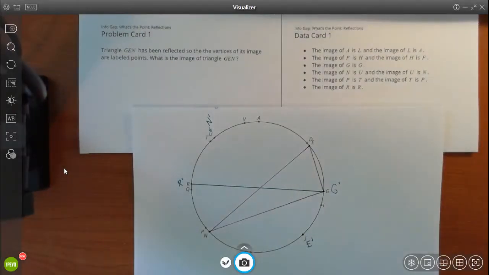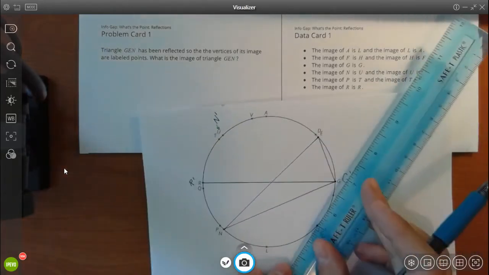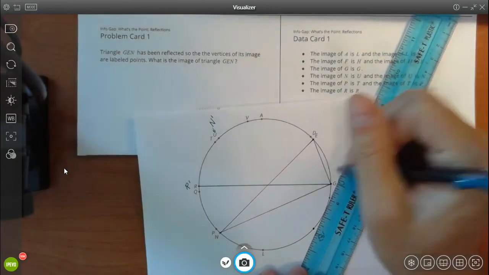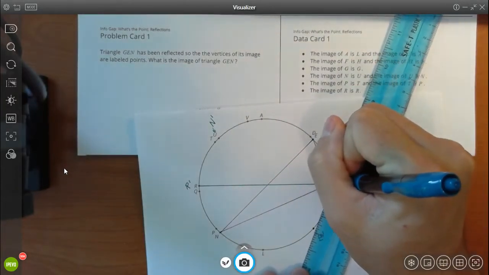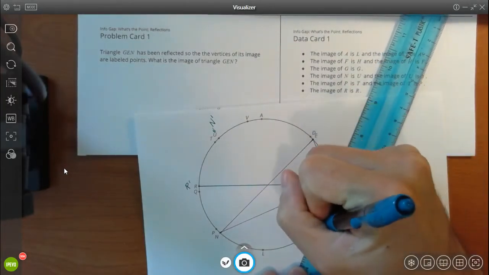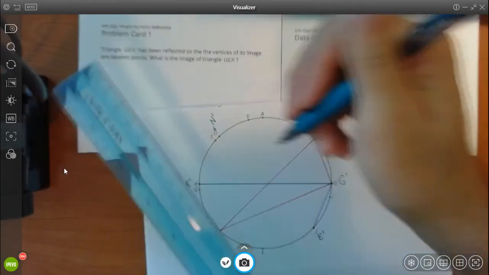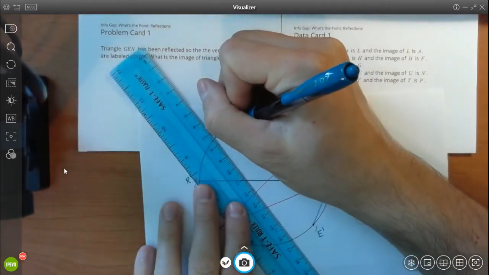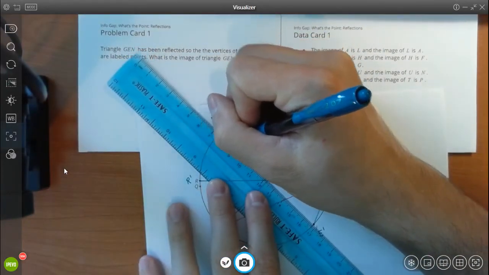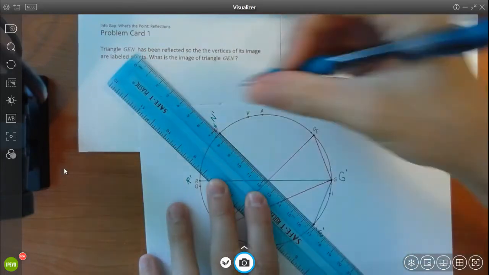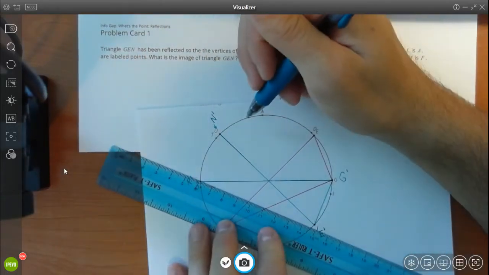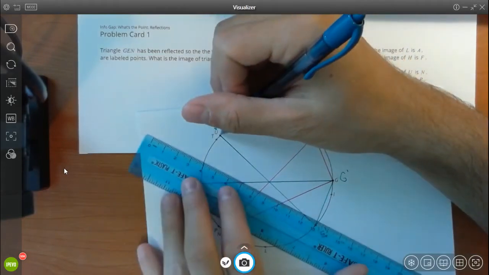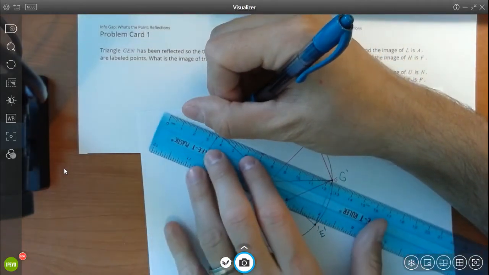That's the ending point. So I can just draw my triangle on this shape now, connecting G to E prime, and then E prime to N prime. And then finally, we can connect our N prime to G.